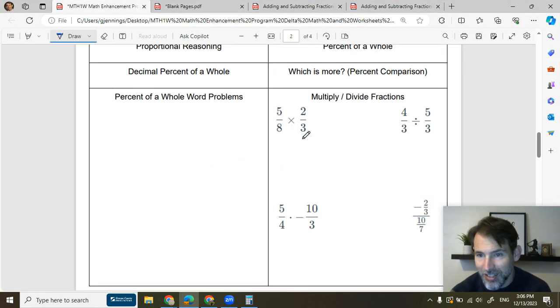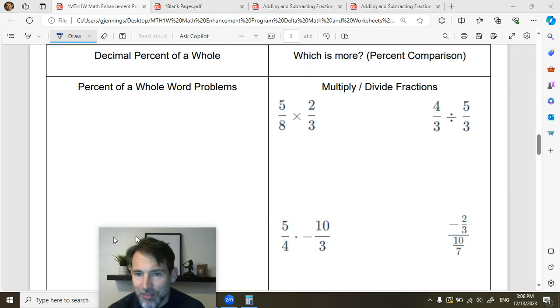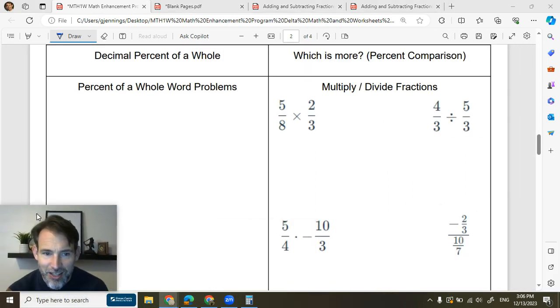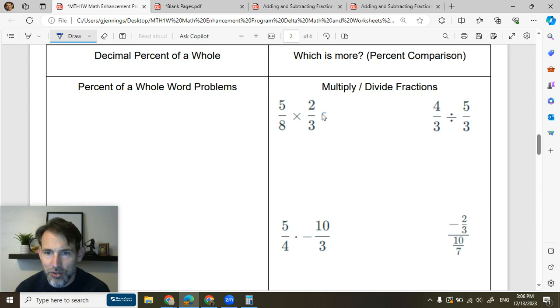Some specially selected examples for your enlightenment and edification. Here we go. So when we do multiplication of fractions, this is our procedure. We just have 5 over 8 times 2 over 3. This is the same thing as 5 times 2 over 8 times 3, okay? And then we do that. 5 times 2 is 10. 8 times 3 is 24.